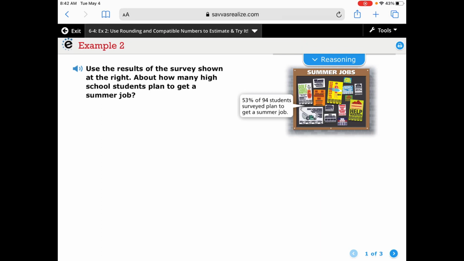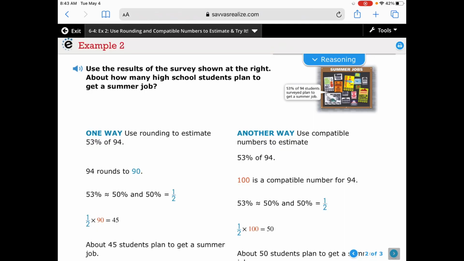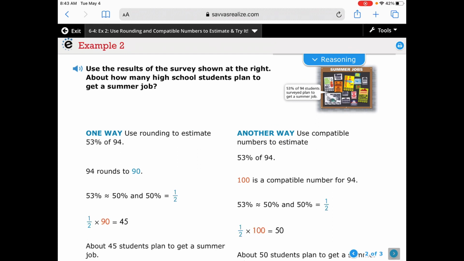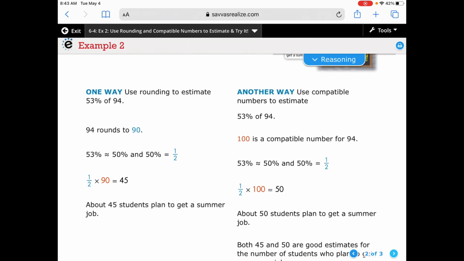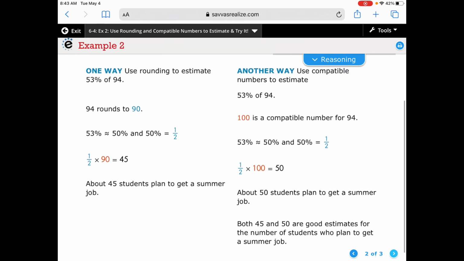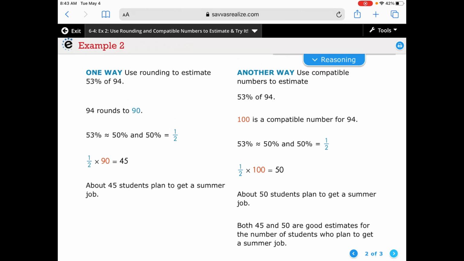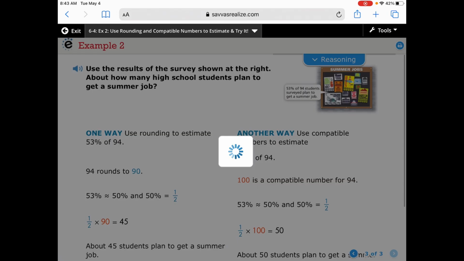All right, let's take a look at example 2. It says use the results of the survey shown at the right. About how many high school students plan to get a summer job? So 53% of 94 students surveyed plan to get a summer job. Now that 53%, it's much easier to use 50%, all right? Or we could round the number of students to 90. So we could actually do half of each. We can make that 50%, we can make that 90. So a good estimation would be 45, or we could simply just say half of 100. 100 is still relatively close to 94, and half of 100 is 50. So that's another way we could do that.